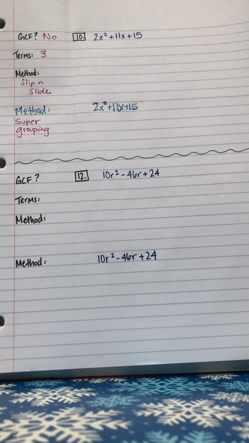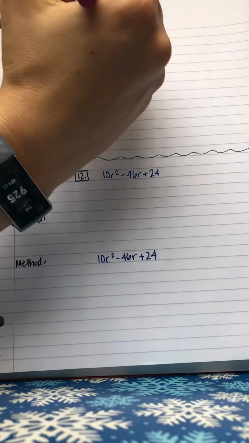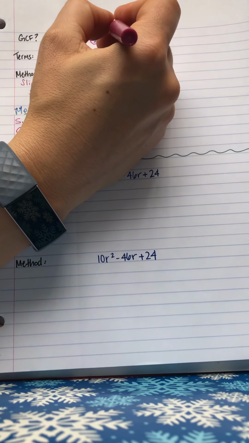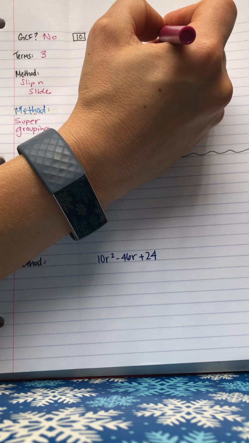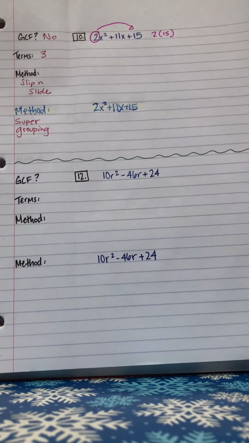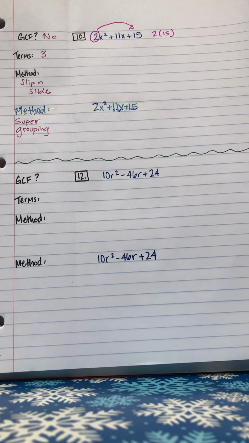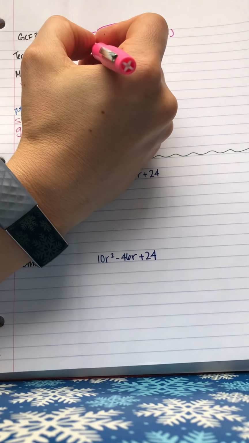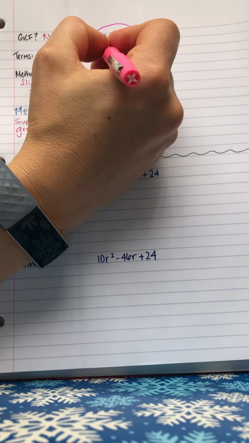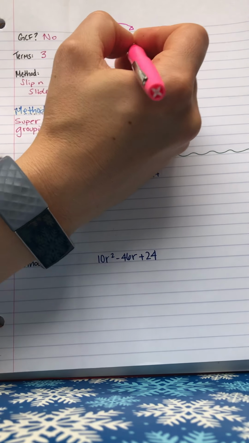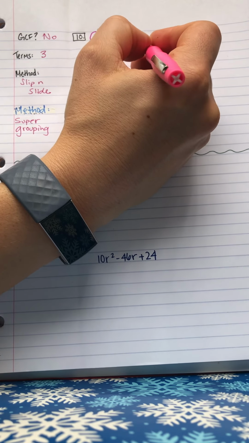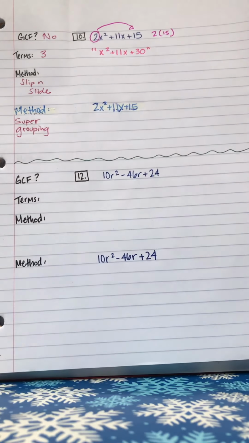Okay, so the first step in slip and slide is the slip. That means we're going to take our first term, our leading coefficient, slip it on down to the end and multiply. So that's 2 times 15. Now we're working in that alternate universe, where our trinomial has changed, so I like to put quotations around it. It's now become x squared plus 11x plus 30. Where did the 30 come from? From multiplying the 2 by the 15.